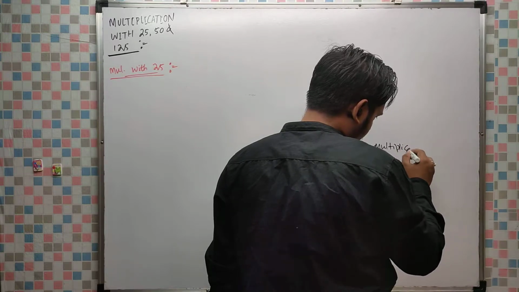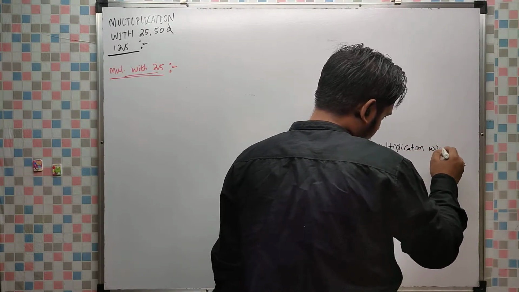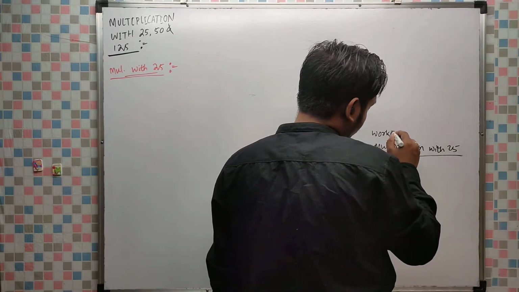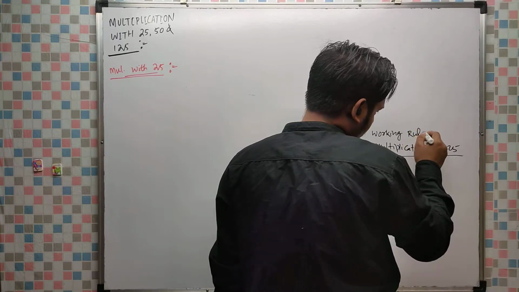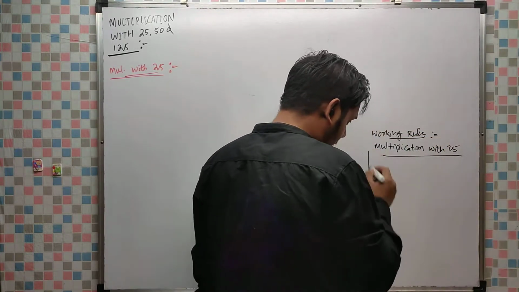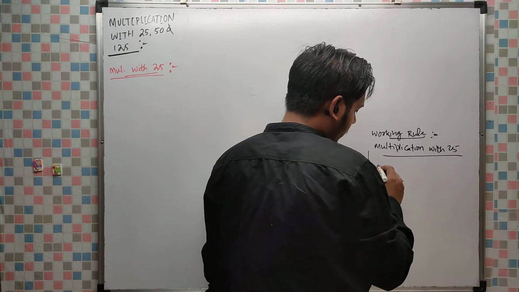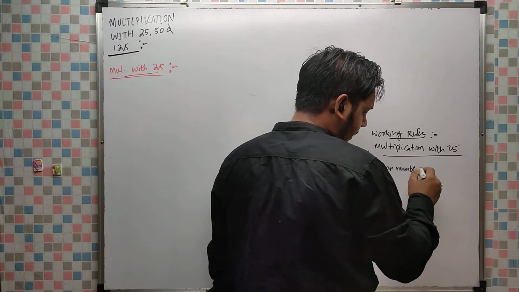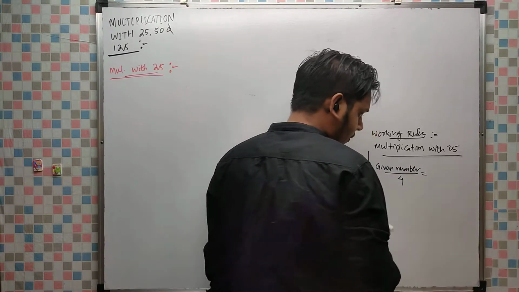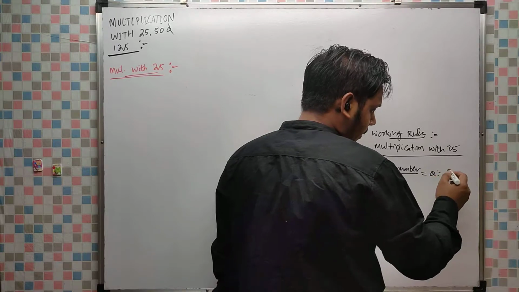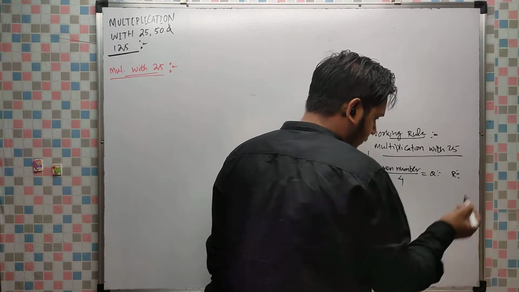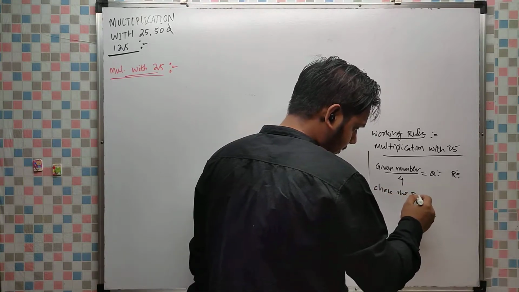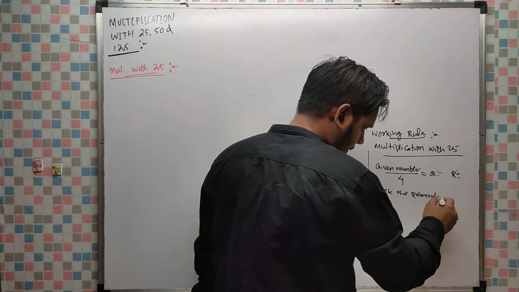Multiplication with 25. The working rule, meaning how you have to solve it: whatever number is given, the given number will be divided by 4. Thereafter you get the quotient and remainder, then check how much the remainder is.